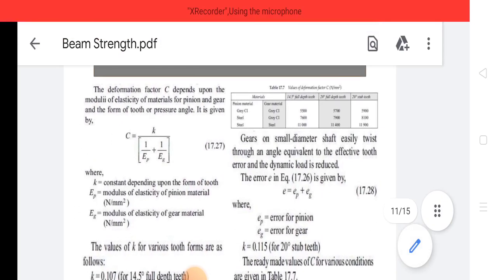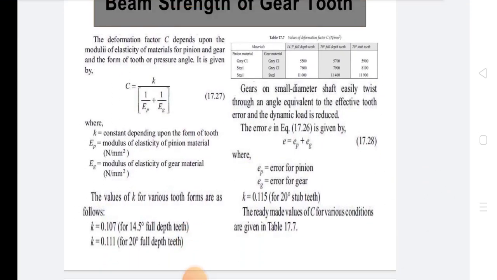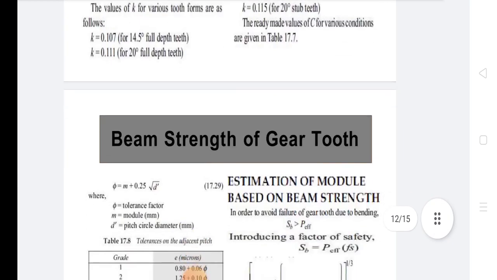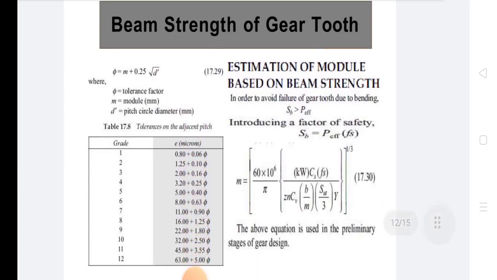This is the beam strength of gear tooth. C is equal to K upon (1 by Ep plus 1 by Eg). K is equal to constant depending upon the form of tooth. Ep is equal to modulus of elasticity of pinion material, Newton per mm square. Eg is equal to modulus of elasticity of gear material, Newton per mm square. K is equal to 0.107 for 14.5 degree full depth teeth. K is equal to 0.111 for 20 degree full depth teeth. This is the beam strength of gear tooth.